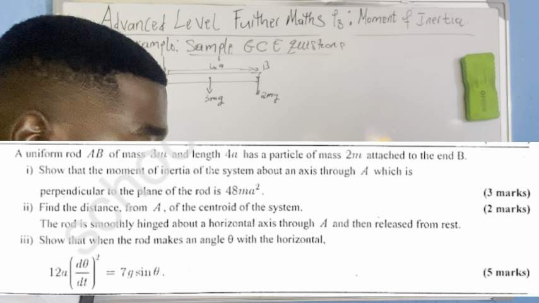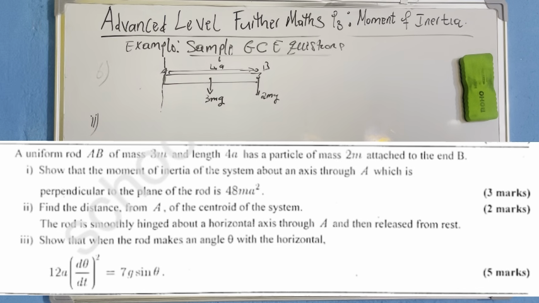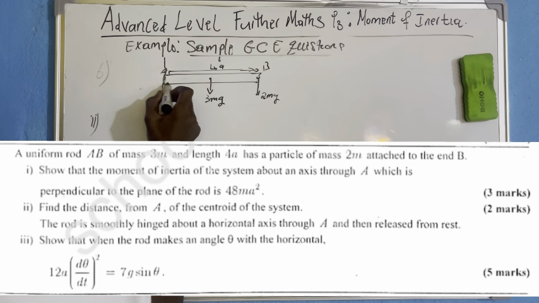Question 2. Find the distance from A of the centroid of the system. It means that I want the distance from A to where the center of the system is. I cannot say that that distance is 2a, that is wrong.